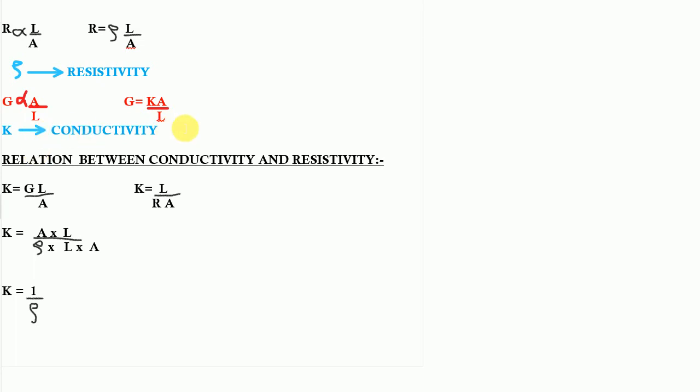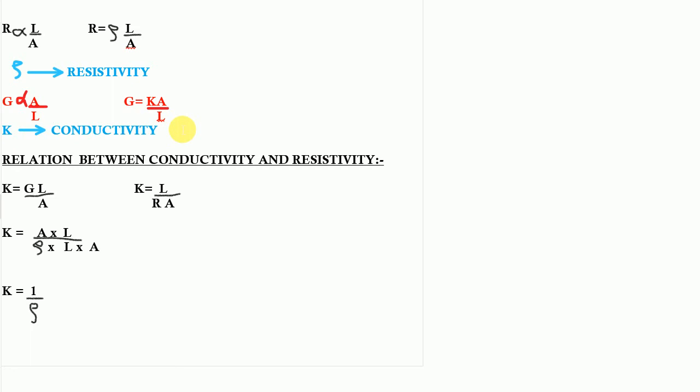Now how will you define conductivity? Since you want to define conductivity with respect to conductance, you have to put all other parameters as 1. So you put cross-sectional area as 1 meter squared and length as 1 meter. So now G will become equal to K. So K is nothing but the conductance offered by 1 meter squared of conductor of length 1 meter. So this is the definition of conductivity. So we have understood what is conductance, conductivity, resistivity and resistance.